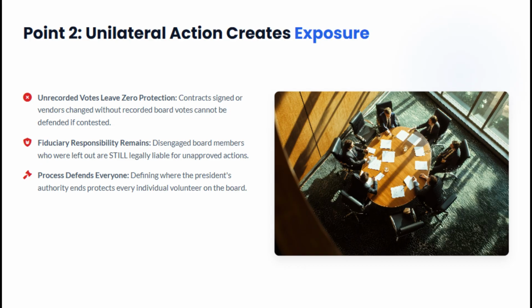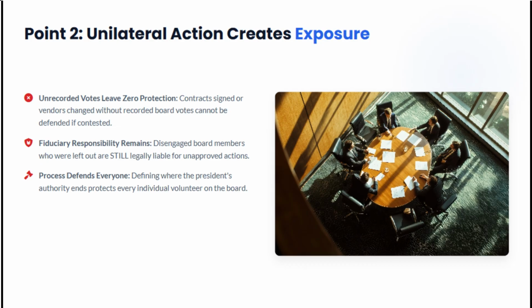And the board members who weren't involved, they were still liable. They still had fiduciary responsibility. The lack of participation didn't protect them. It made things worse. Understanding where your president's authority ends and the full board's authority begins isn't a bureaucratic exercise. It's how you protect every individual on that board.